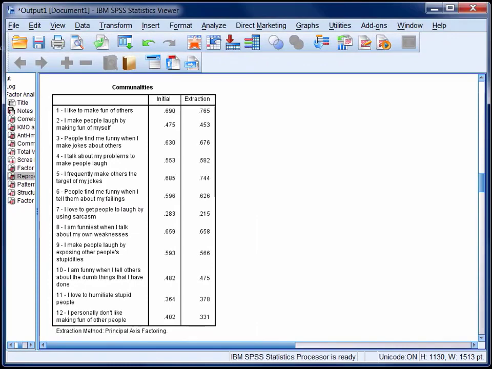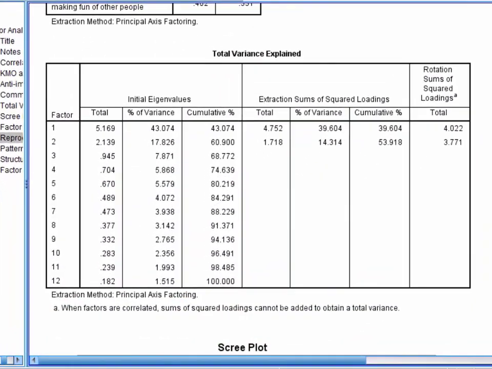Now, the total variance explained table tells us how many factors have been extracted using principal axis factoring. Now, remember the rule that we set for extracting factors was the Kaiser criterion. And the Kaiser criterion says that we should extract factors with initial eigenvalues greater than 1. For the logic of why we do this, refer to some of the references listed in StatHand. Now here there are 2 initial eigenvalues greater than 1, and thus 2 factors have been extracted.